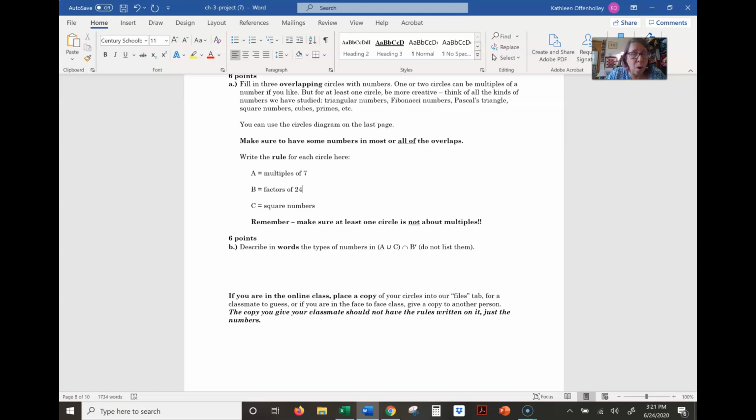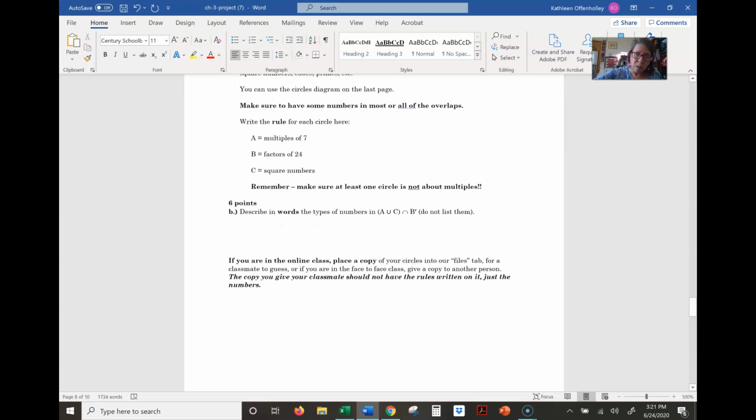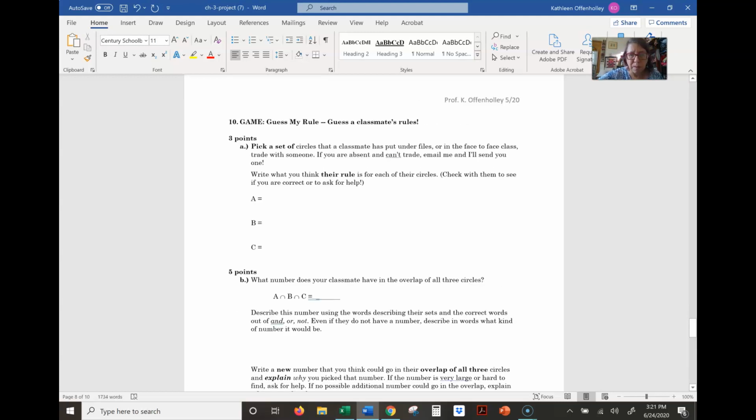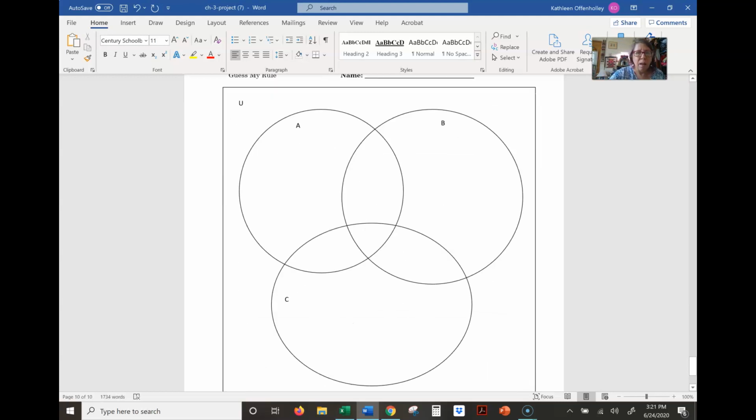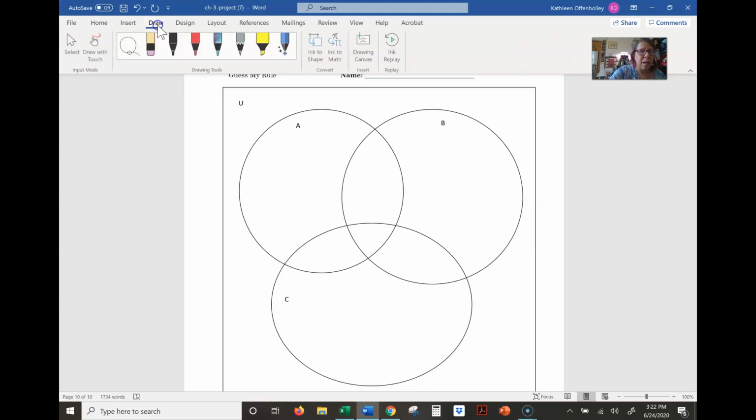And I want to have some overlap in most of the circles. So I'll start filling in my circles. I've changed my mind. I'm not doing triangular numbers, but if I were, I would look them up. So I'm going to start with my multiples of 7 in circle A. And I'm not going to write that A is multiples of 7, because somebody else is supposed to guess this. But you might write down the rule, and then maybe later erase it.